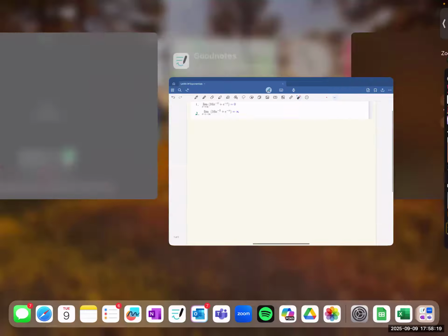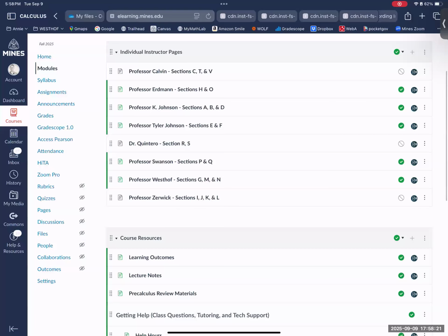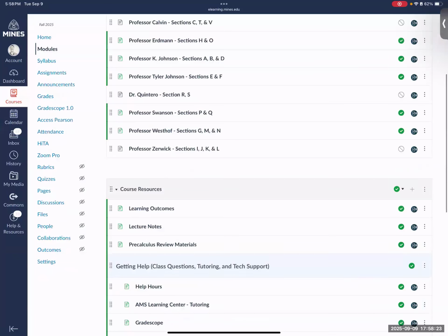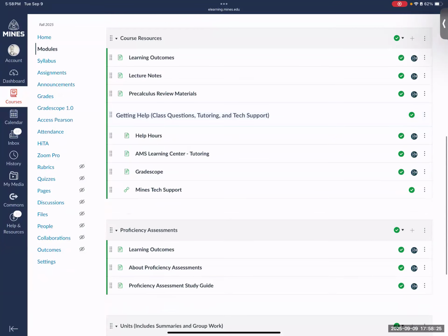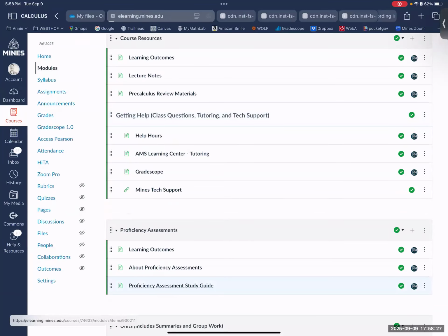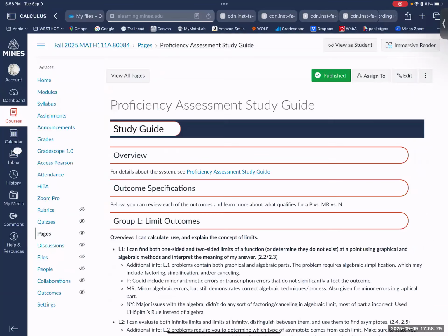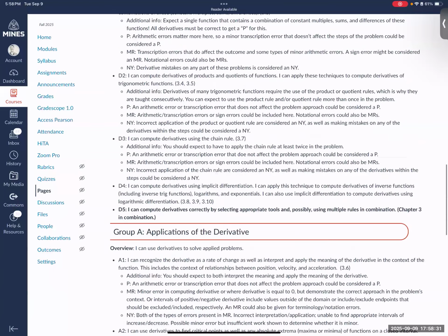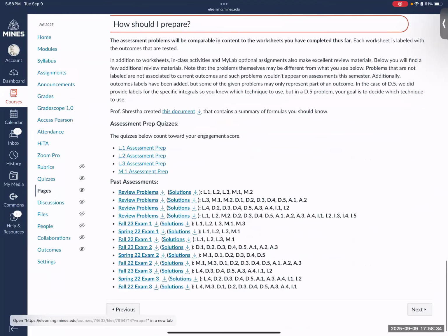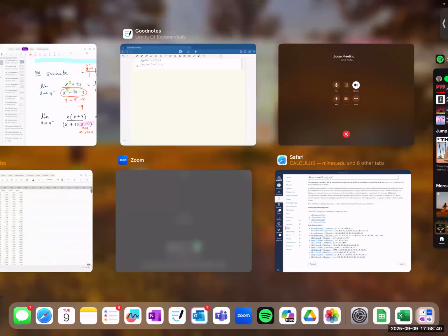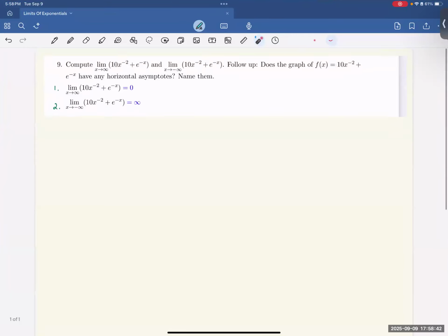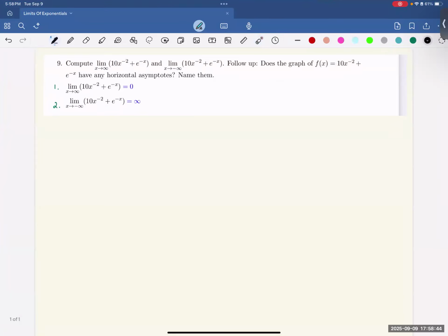This problem comes from our Canvas page, under the proficiency assessment study guide. Scroll down and you'll find old exams. This is specifically under review problems, and the questions for L1, L2, since our assessment is tomorrow for L1, L2. Okay, so let's work through these.